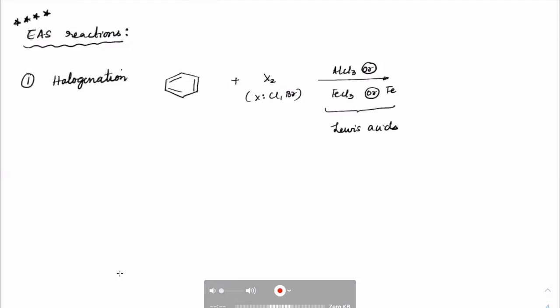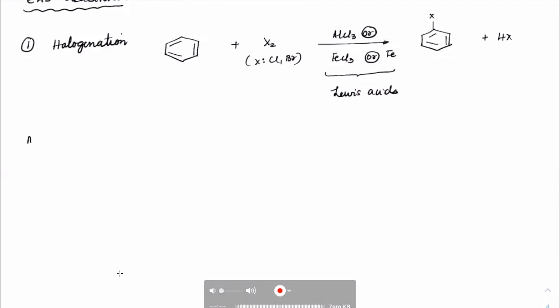So in the presence of a Lewis acid, we will get the product as halo substituted benzene plus HX. This is the reaction that will take place. Let us see the mechanism. Suppose I take chlorine, Cl2, structure is Cl bonded this way. Now each chlorine has 3 lone pairs on it.